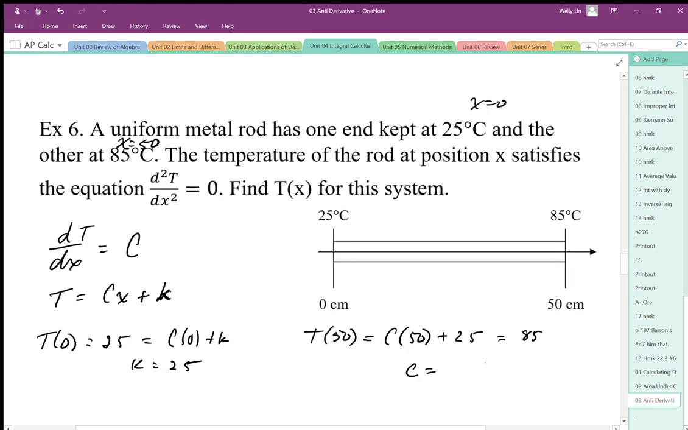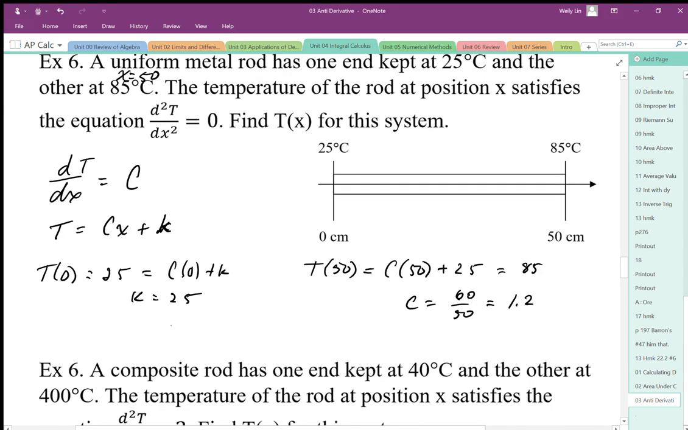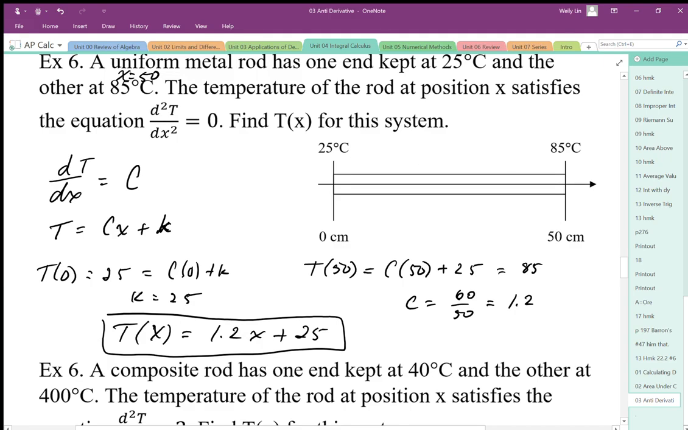So if I want to solve for c, I'm going to do 85 minus 25 is 60 divided by 50, and there I get my slope of 1.2. Okay, so I get my linear equation. T as a function of the position x is going to be 1.2, that's my c, times x plus 25. Okay, so this is a function that changes linearly along this line, so it's just constantly changing temperature.